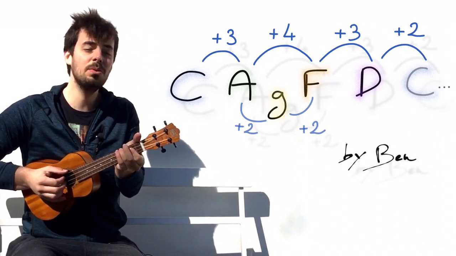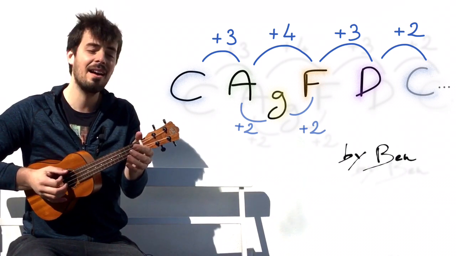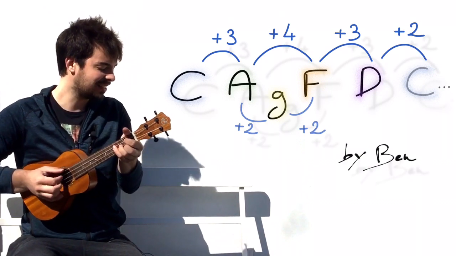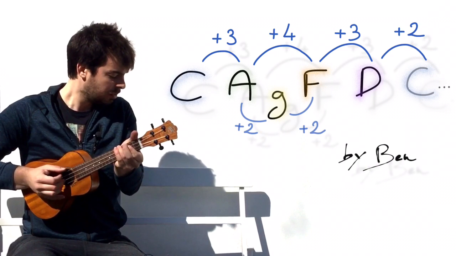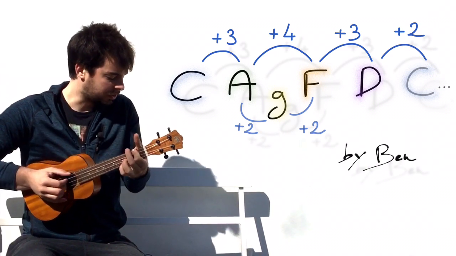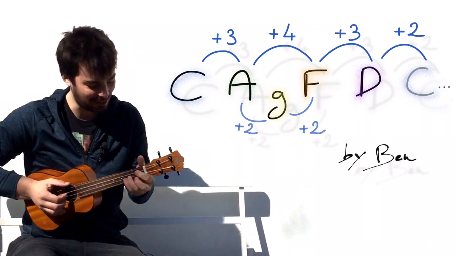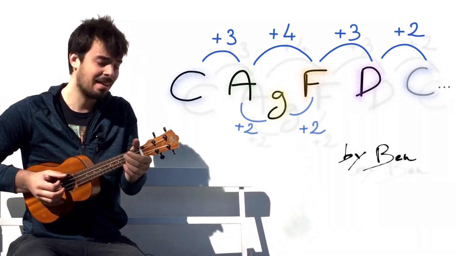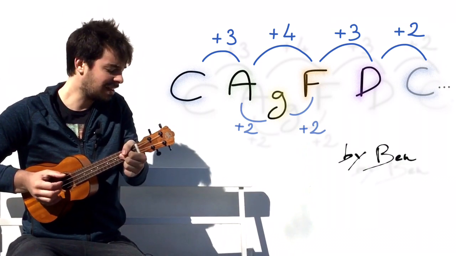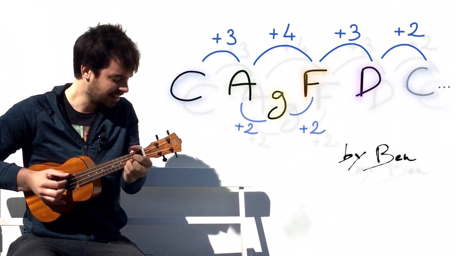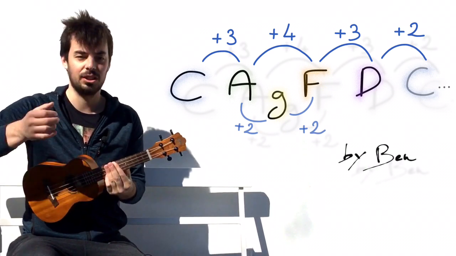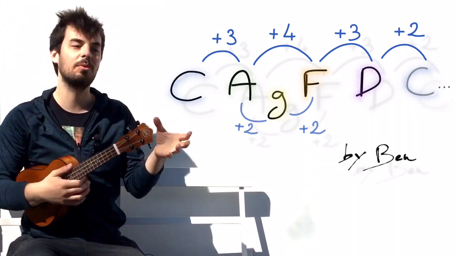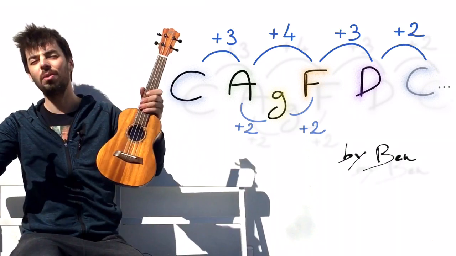This is what you do with the CAgFD. You go C shape, A shape, F shape, D shape. This is what you do with the CAgFD. You go D shape, C shape, A shape, F shape. This is what you do with the CAgFD. You go G shape, F shape, D shape, C shape. So you see, every time there's a B shape. It's the same chord, but going up with different shapes, which is the whole point of the CAgFeD.